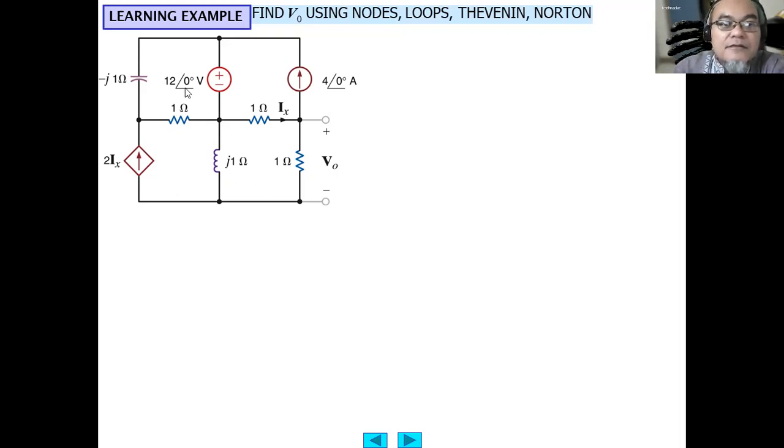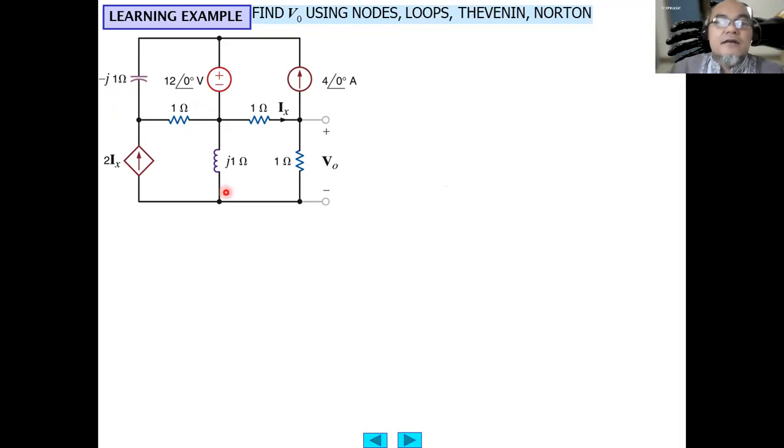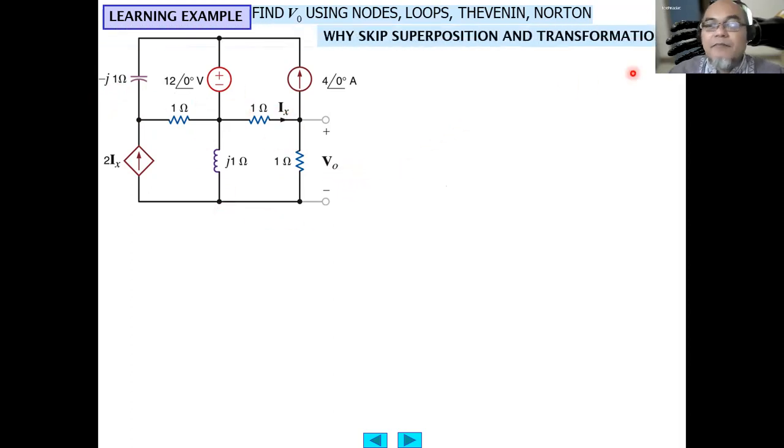For example, here now we have this circuit. Basically, this is the same circuit as the previous example. Let's now skip superposition and transformation. We are asked to find the V output here at the 1 ohm resistor.